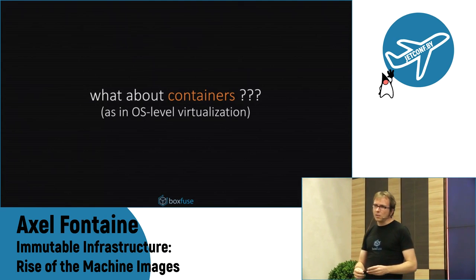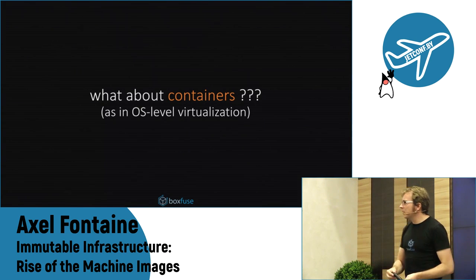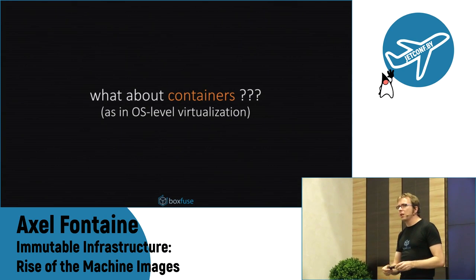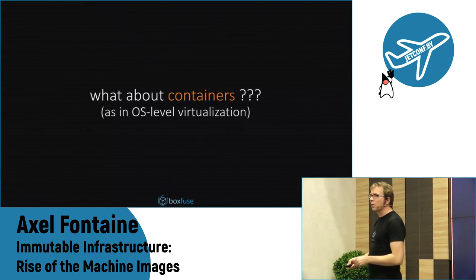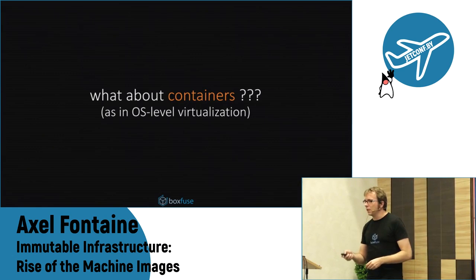But of course, let's talk about the elephant in the room. What about containers? What about OS-level virtualization? What about the Dockers of this world? How do they fit in a model like this?